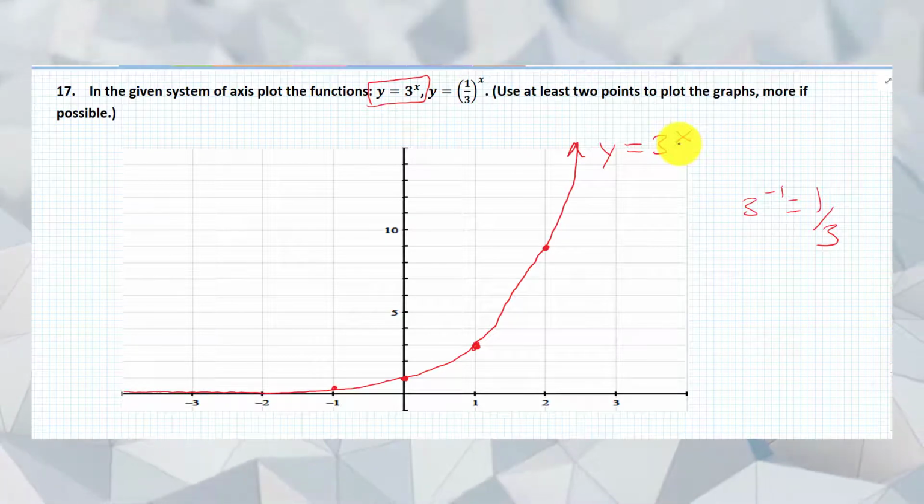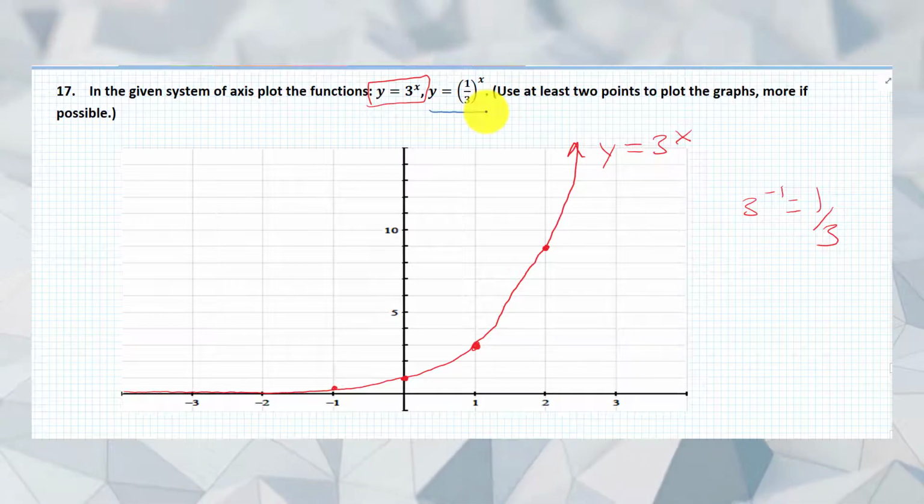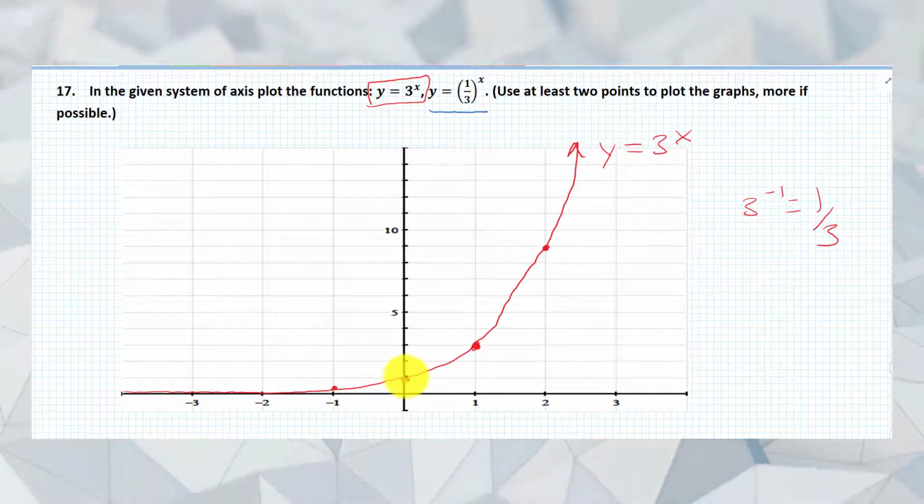All right, now let's do 1/3 to the x. If x is 0, 1/3 to the 0 is 1.